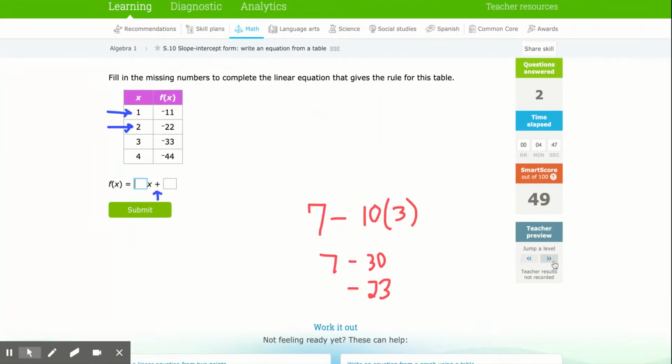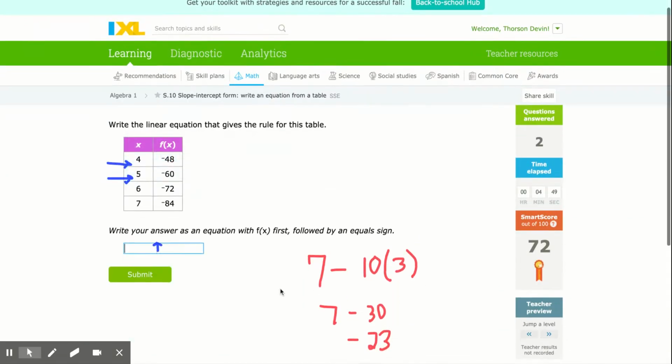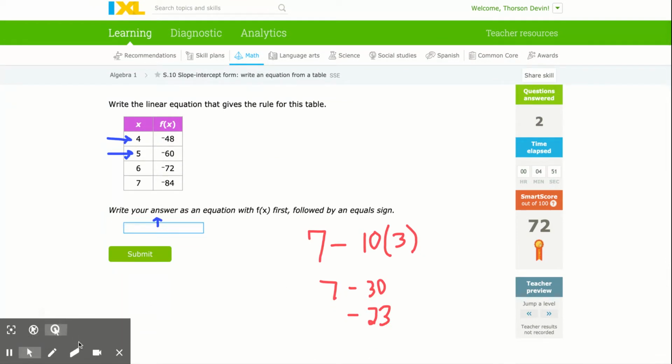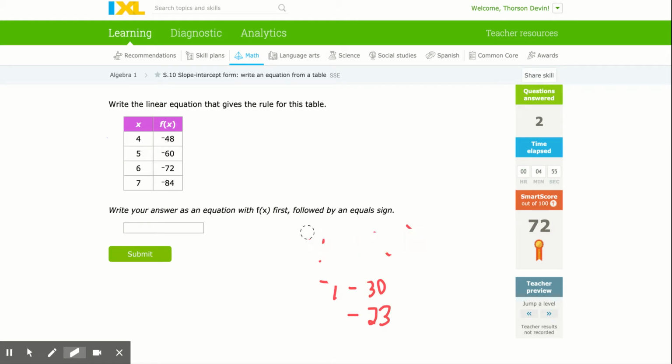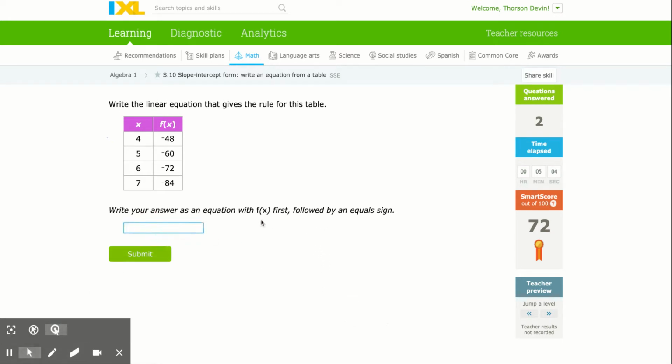Okay, and as you move forward, again, what they're going to do is now they're going to give you even less. So they want you to type the whole thing in, all of it, including the f of x. So when I go to do this, the first thing I would do actually is I would type in right here, just as it tells you to do, f parentheses x parentheses equals.